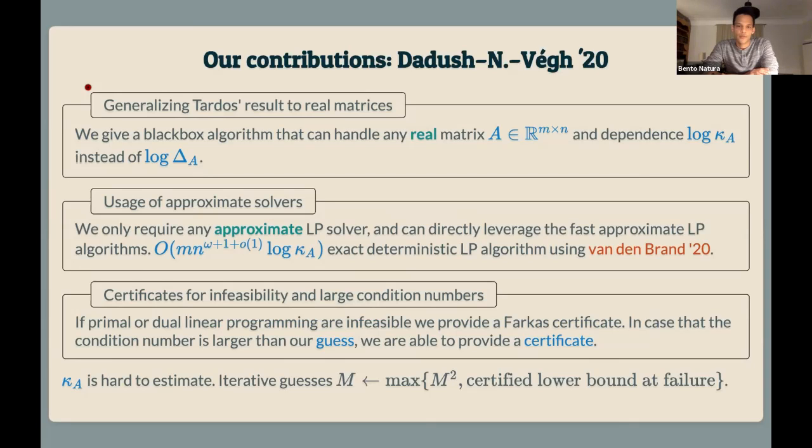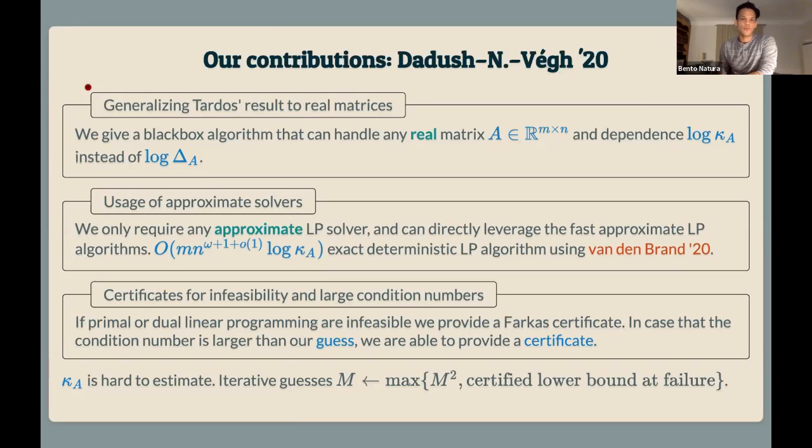And as a third contribution, we will always certify whenever our guess of the condition number is too small. As you've seen before, it is hard to approximate kappa. So what we do is repeatedly guess this condition number and increase the guess. And whenever our algorithm fails, then we know that our guess was too small, and we can point to a circuit of the kernel of the matrix which has this high circuit imbalance measure.